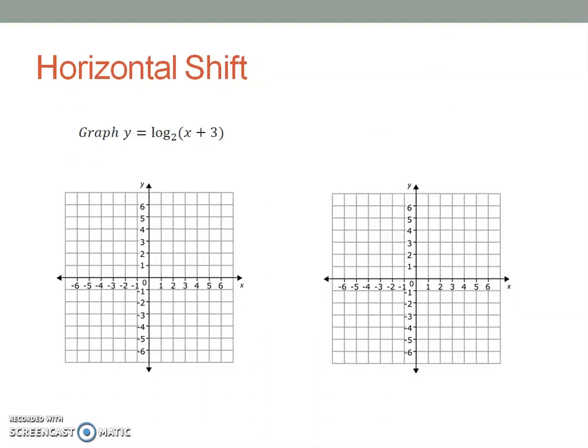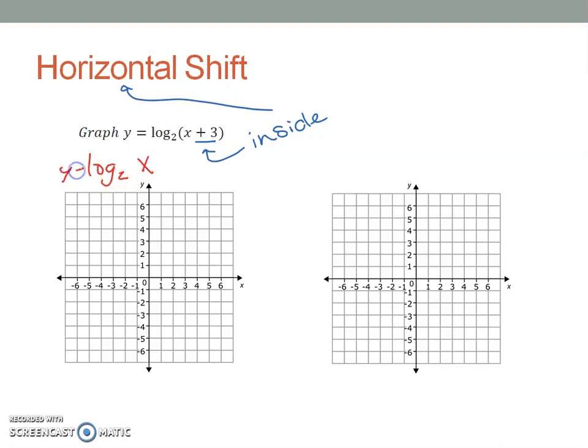We've got a horizontal shift. They've asked us to graph y equals log base 2 of x plus 3. So how do I know that that is a horizontal shift? Look where that plus 3 is at. It is inside of the parentheses. So that's inside, which is what makes it horizontal. Before I get going on that, let's go ahead and graph my parent function, y equals log base 2 of x.